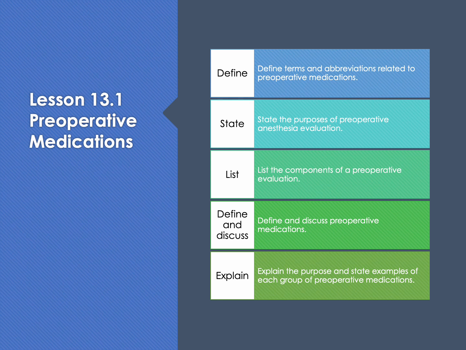So after this lecture, you should be able to define terms and abbreviations that are related to preoperative medications, as well as state the purposes of preoperative anesthesia evaluation. You should also be able to list the components of a preoperative evaluation, define and discuss preoperative medications, and lastly, explain the purpose and state examples of each group of preoperative medication.